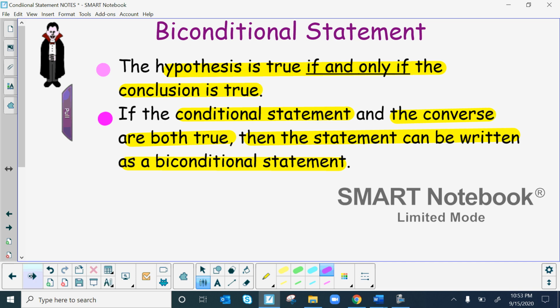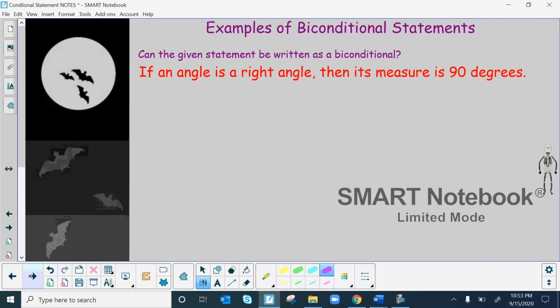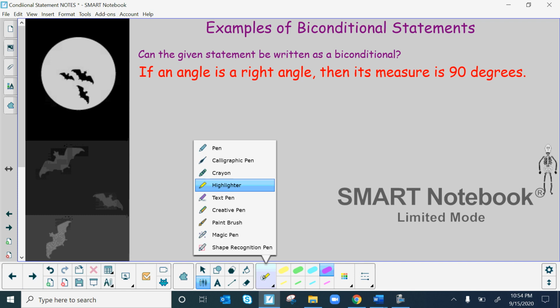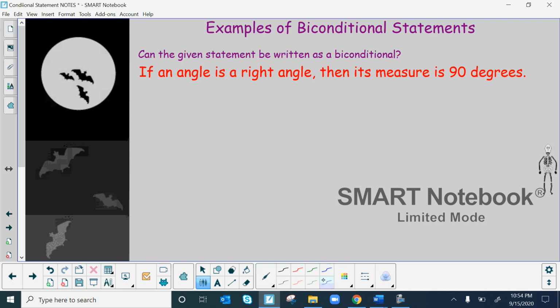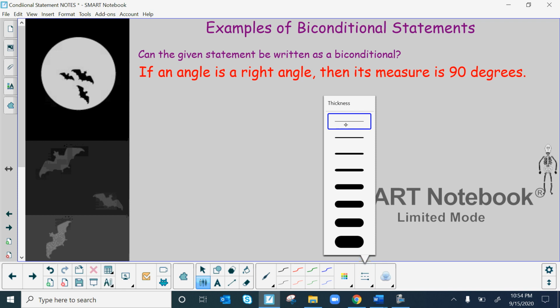So here's what a biconditional would look like. I have a statement here. It says, can the given statement be written as a biconditional? So let's take a look at it. It says, if an angle is a right angle, then the measure is 90 degrees. Well, let's first start off by stating if this is true or not, okay?